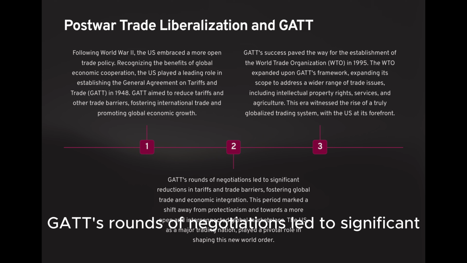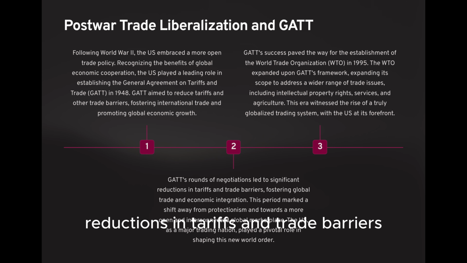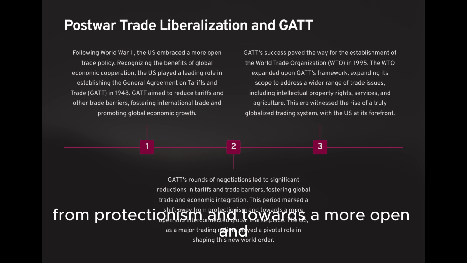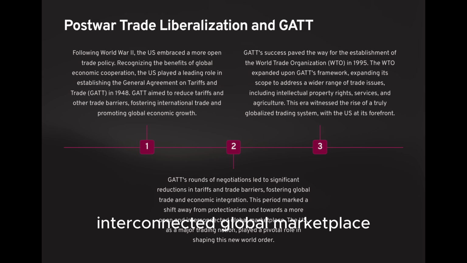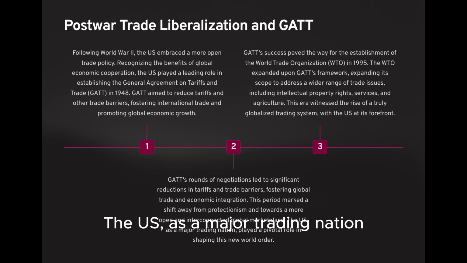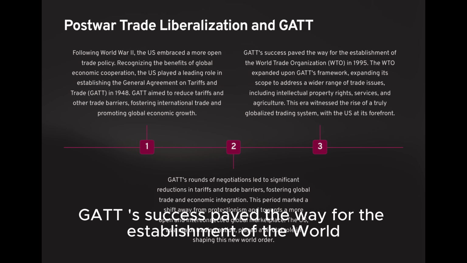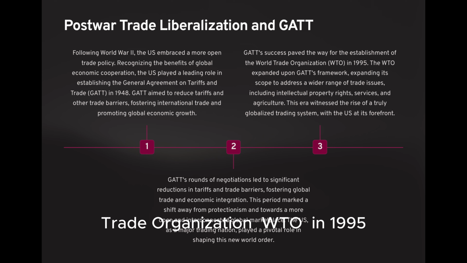GATT's rounds of negotiations led to significant reductions in tariffs and trade barriers, fostering global trade and economic integration. This period marked a shift away from protectionism and towards a more open and interconnected global marketplace. The U.S., as a major trading nation, played a pivotal role in shaping this new world order. GATT's success paved the way for the establishment of the World Trade Organization in 1995.